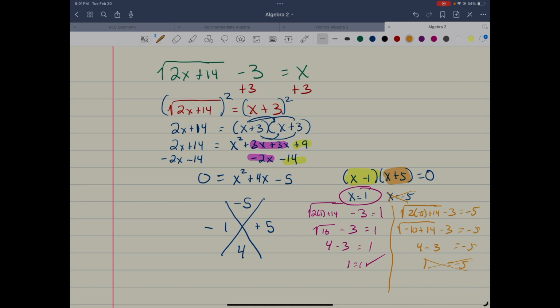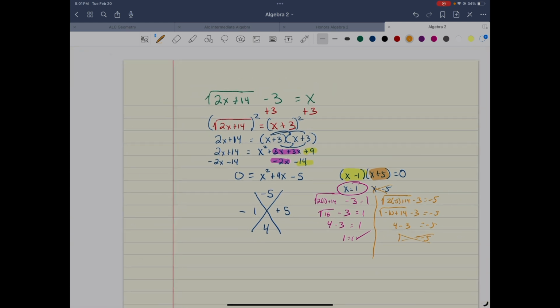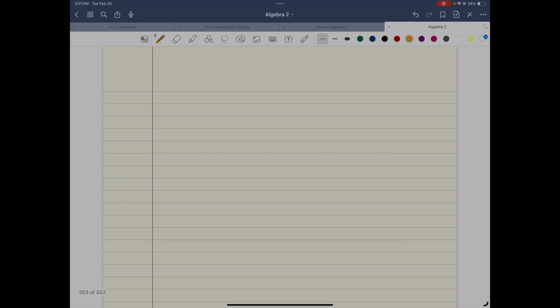Okay, let's try one more, I believe. The next one, I'm just going to change the variable to k. That's all right. K is equal to 3 plus the square root of 2k minus 3. Okay, so step 1 is to isolate the square root. So we're going to subtract 3. So that's k minus 3 is equal to the square root of 2k minus 3. We're going to go ahead and square both sides.